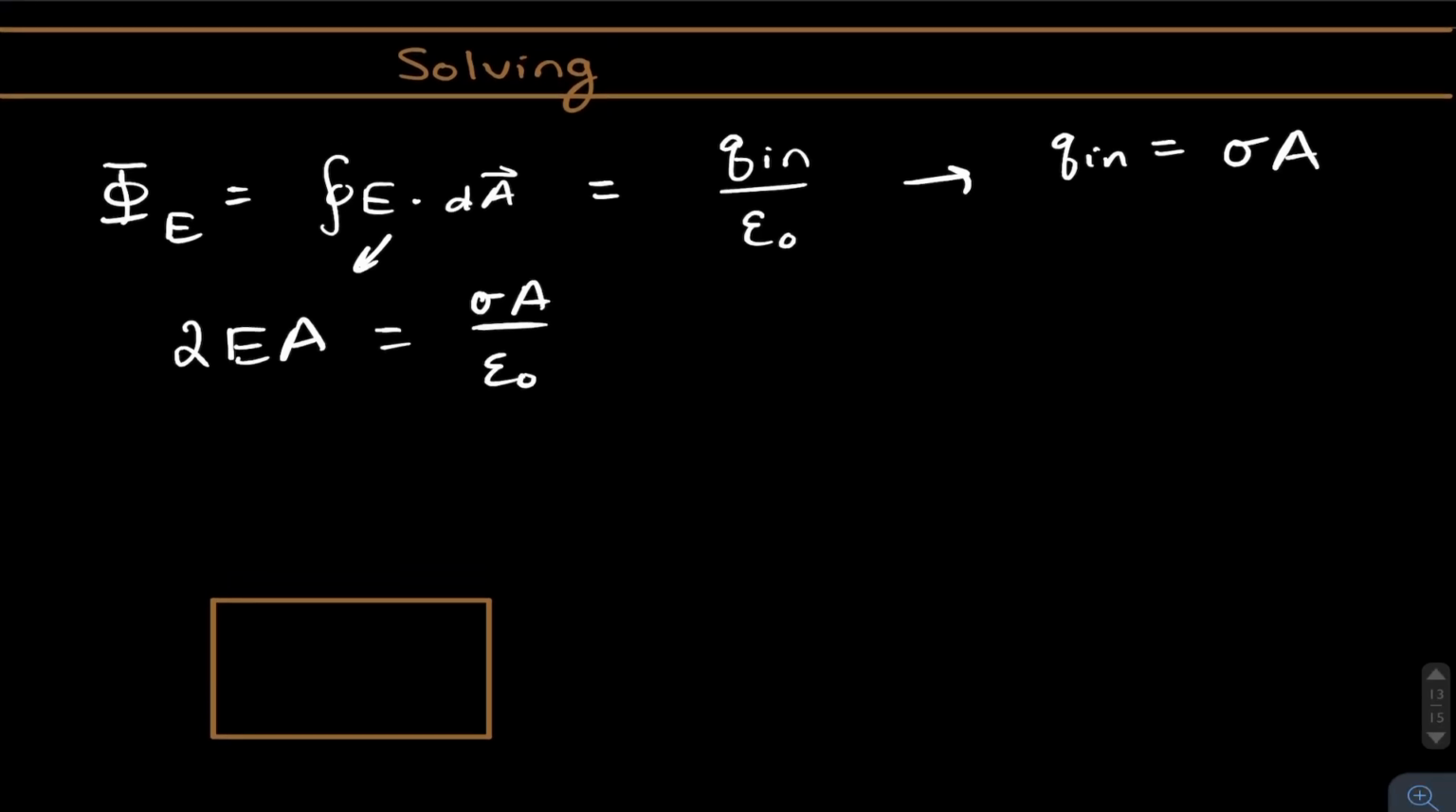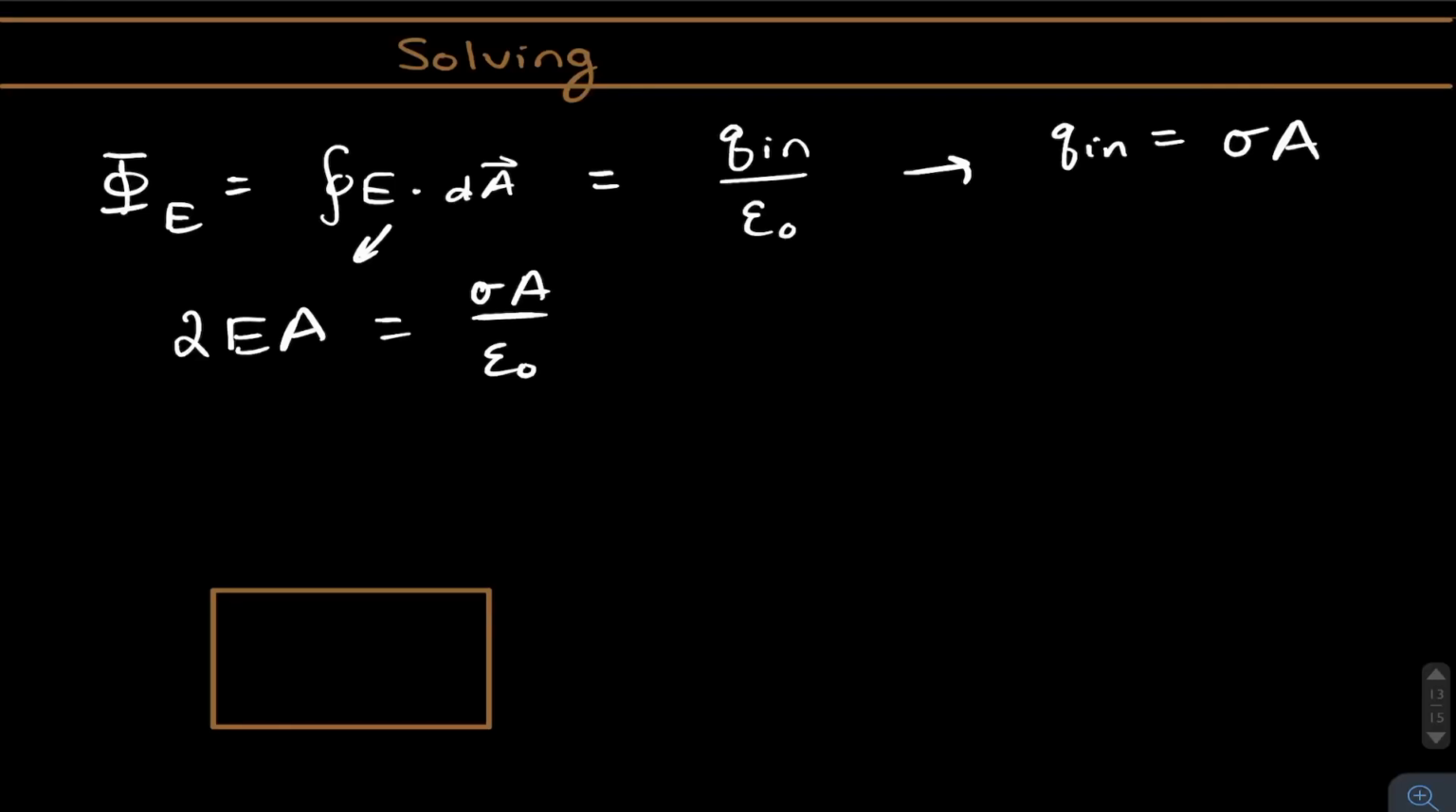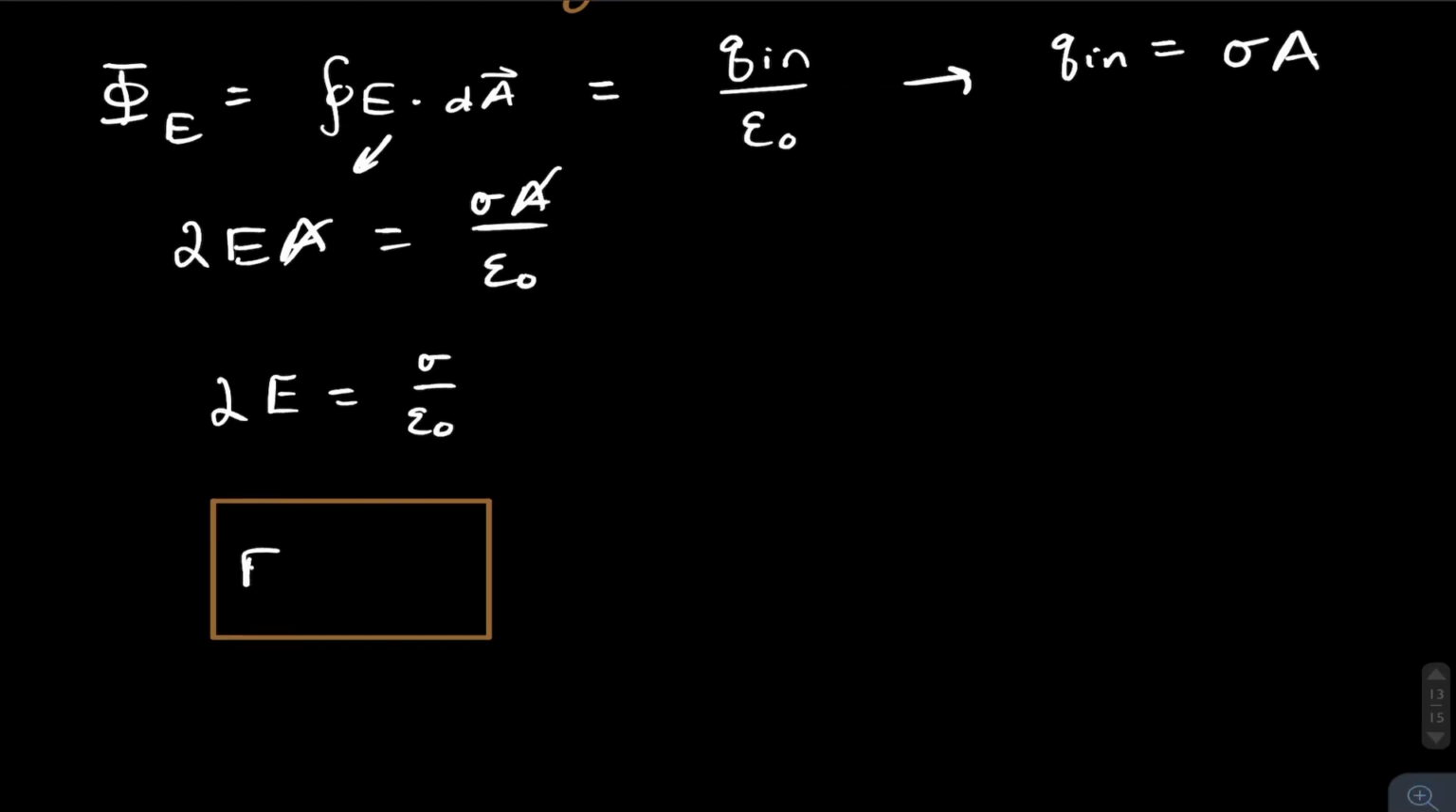Notice we're not going to plug in what epsilon naught actually is in here, because it doesn't really matter. We don't have any nice things that we can easily cancel off here. So we're just going to cancel out those areas. We end up with 2 times the electric field equaling sigma over epsilon naught. Dividing that 2 over, we get the electric field is equal to sigma over 2 epsilon naught. Okay, so that is our final answer.